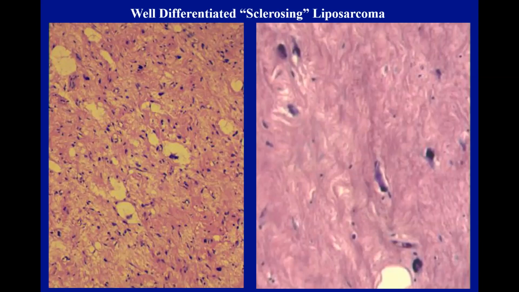I mean, if you think about it, the differential here would really include something like undifferentiated pleomorphic sarcoma. But undifferentiated pleomorphic sarcoma, unless it's post-treatment, should never be this hypocellular. So if you see this type of finding, this hypocellular but pleomorphic tumor, particularly if it's in a retroperitoneal or intra-abdominal location, I want you to strongly consider the idea that this is a well-differentiated sclerosing liposarcoma.